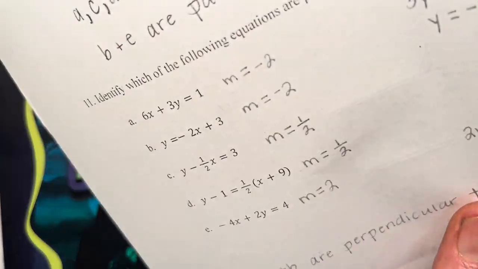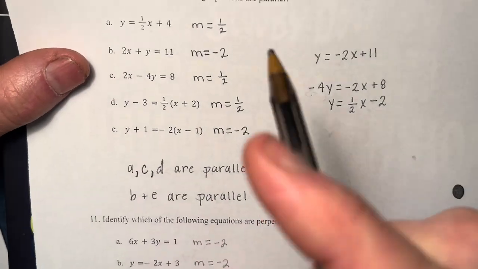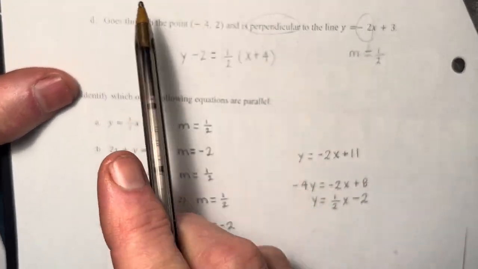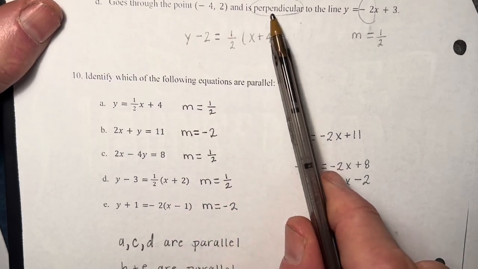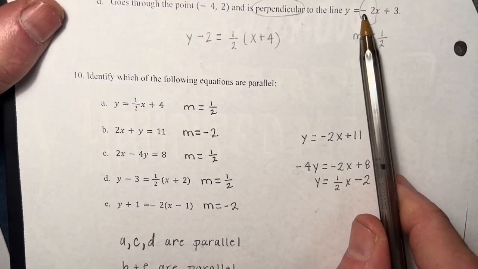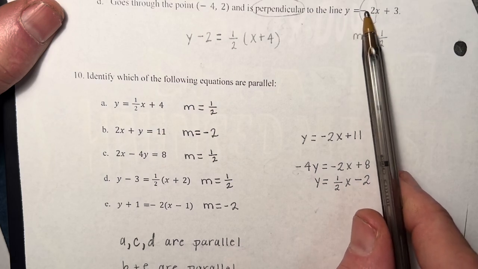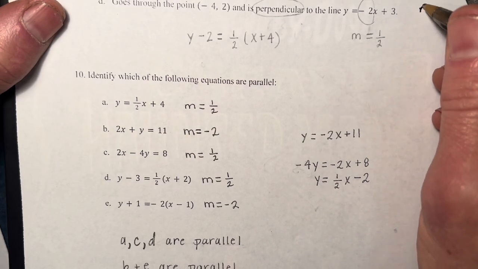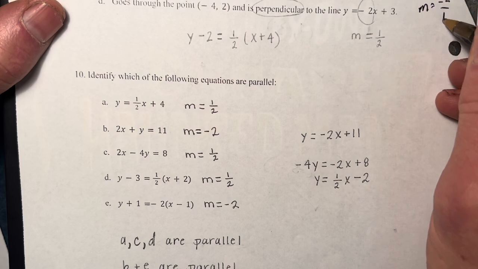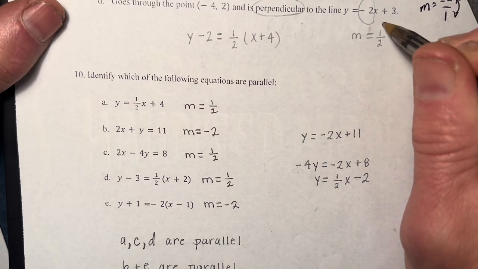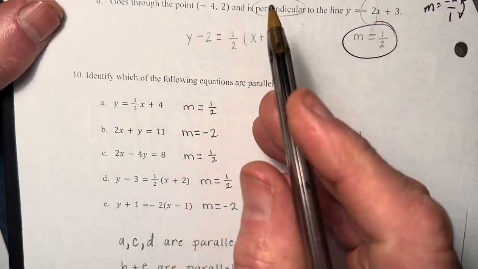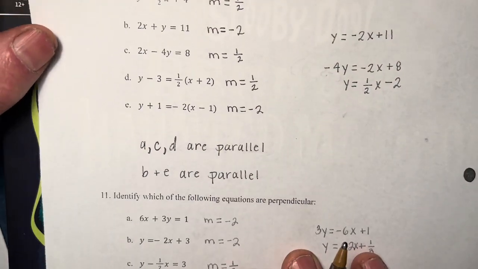Now we've got the last one of these. It's a line that goes through this point, negative 4, 2, and is perpendicular to the line with this slope. Well, I don't see a fraction there, so I have to make it into a fraction. M equals negative 2/1. Flip that upside down, and it's 1/2. Flip that from negative to positive. There we go. And plug in your point. Easy points.